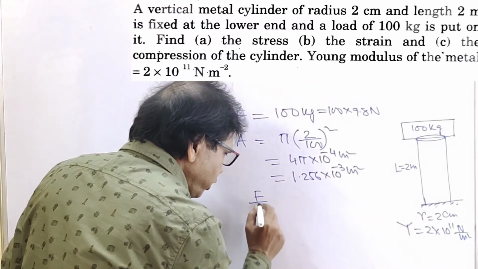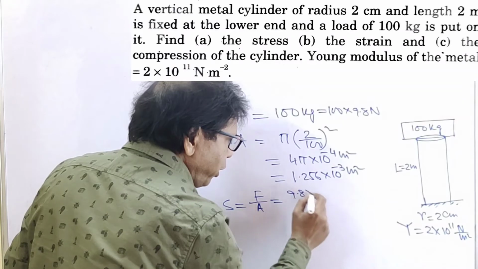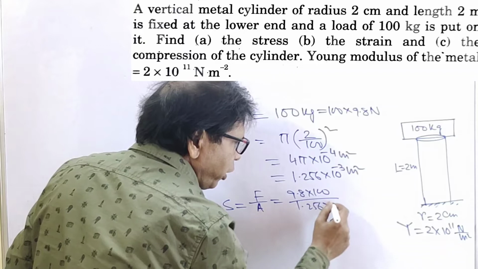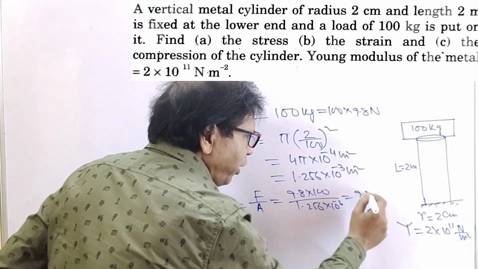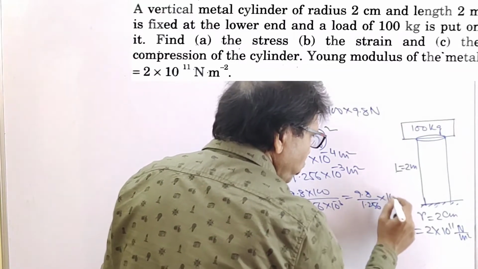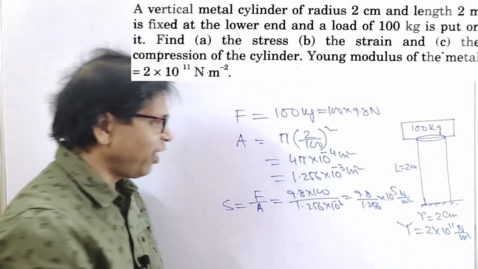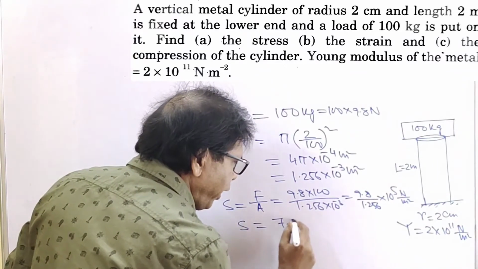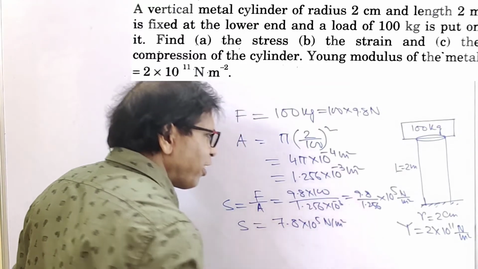F by A is the stress. Therefore, this is 9.8 into 100 whole divided by 1.256 into 10 to the power minus 3. So this is 9.8 divided by 1.256 into 10 to the power 5, Newton per meter square. Okay. Understood? So S equals 7.8 into 10 to the power 5 Newton per meter square.